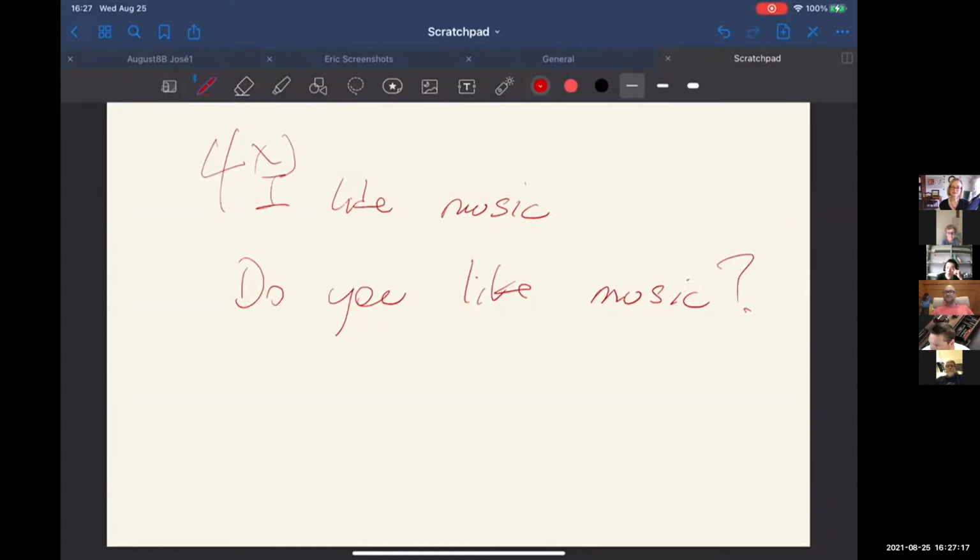And you're going to do, I like music, I like music. Do you like music? And you're trying to do it fast. You're trying to do it with intonation. You're trying to do this with variation, but at the same time, trying to maintain your eye contact and all of those things that we were showing before.